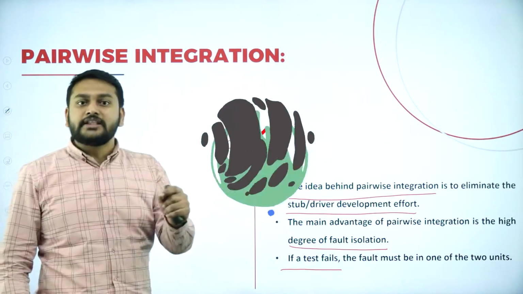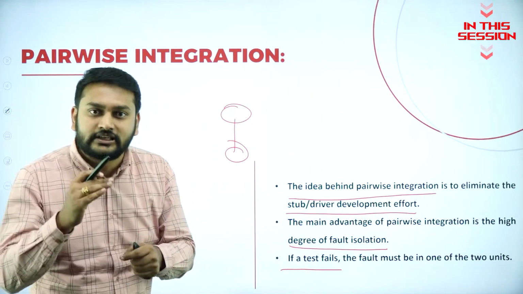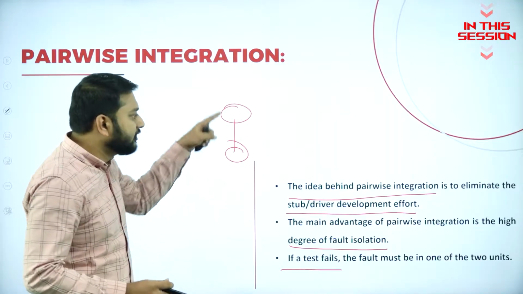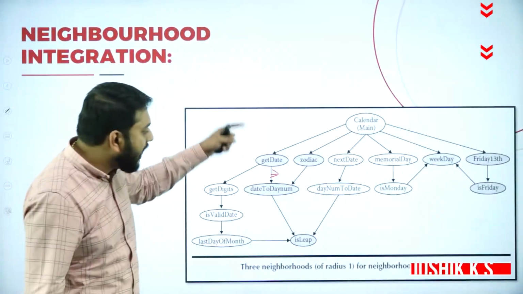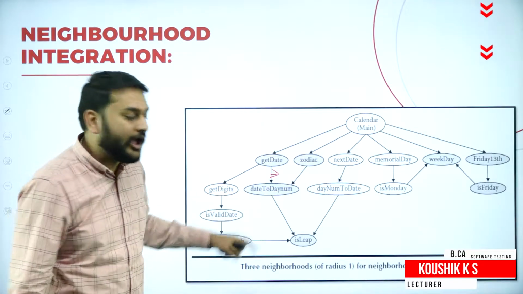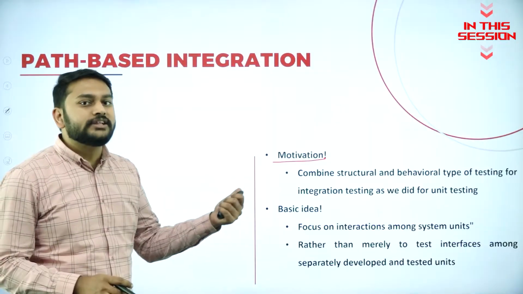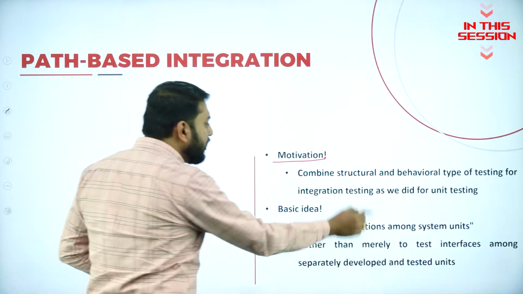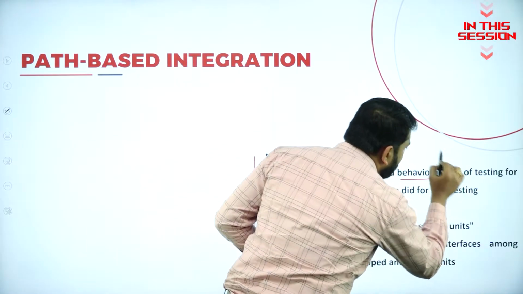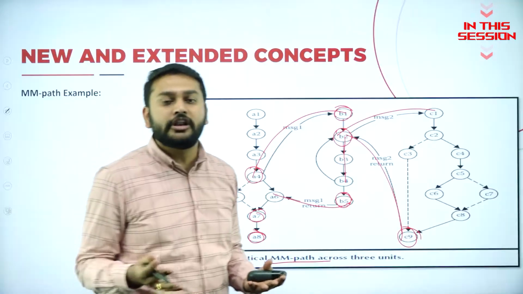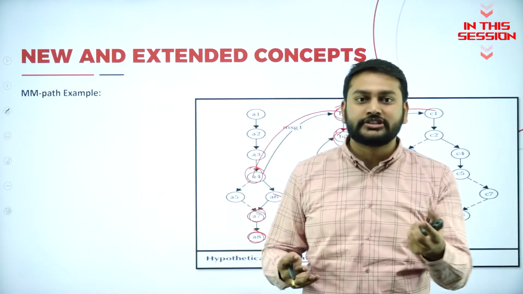Suppose if the test fails, the fault will be within one of the nodes one edge away. Whatever node that you have, I will call this a neighborhood. What is it combining? It is combining both structural and behavioral types of testing. A graph is a combination of nodes and edges.